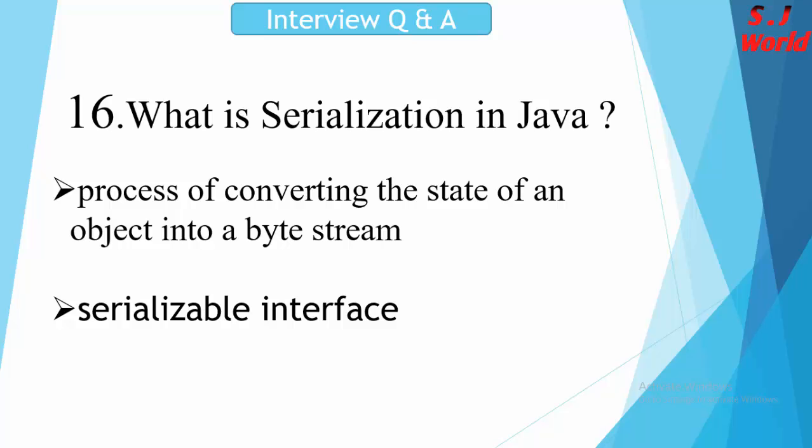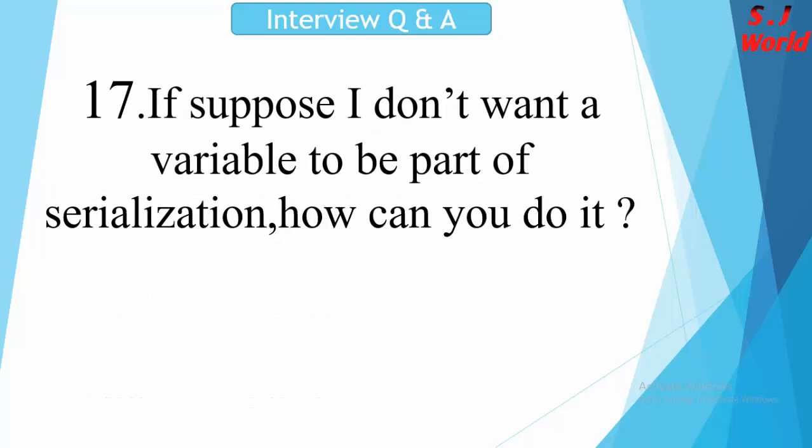Okay, so now our next question is, if suppose I don't want to make a variable part of serialization, how can we do it? The interviewer can ask a counter question like that. Suppose in a class you have defined fields like id, name, address, password. But you don't want to share your password with another application, meaning you don't want to make this password part of serialization. Then you can use the transient keyword. So to make any variable not part of serialization, we can use the transient keyword with that field.